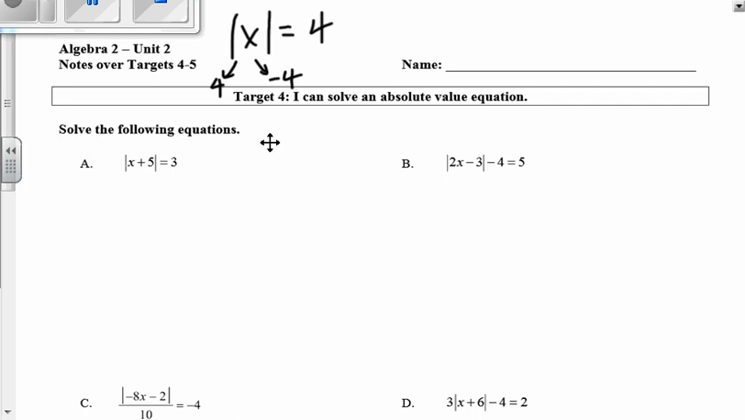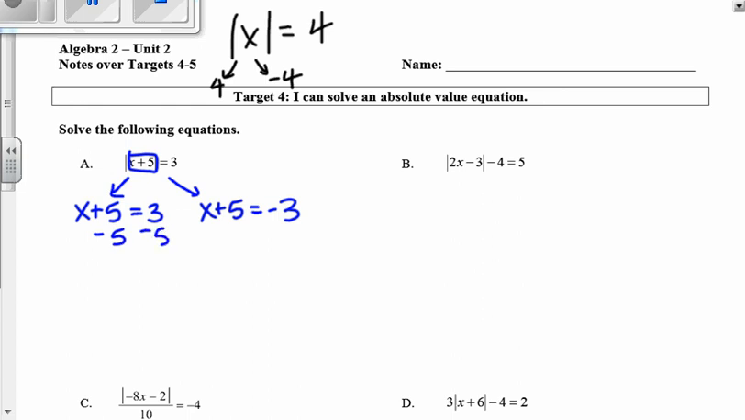So if you look at our first example here, when we have the absolute value of x plus 5 equals 3, that means that x plus 5 could equal positive 3, but it also could equal negative 3. And so we're going to create two equations in these problems and then solve both of them. So I'm going to subtract 5, and I get one solution for x to be negative 2. My other solution over here would be negative 8.